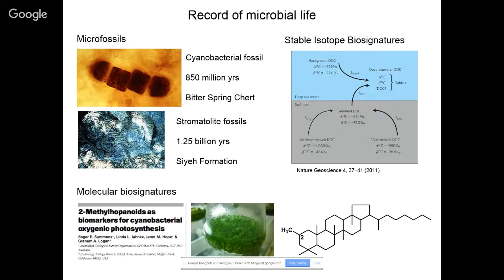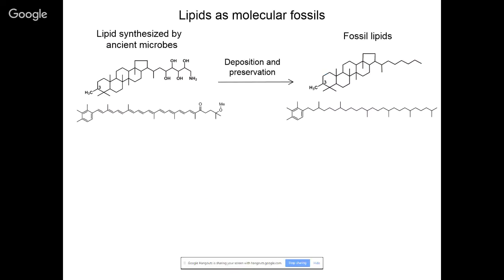And today what I want to talk about is molecular biosignatures. These are actually molecules that are produced by microorganisms and preserved in the rock record. And they can be used as fossils to indicate microbial life and ancient metabolisms. And how that works is actually quite straightforward. You have some ancient microbe in an ancient environment producing these types of lipids. The microbes die and settle into the sediment.